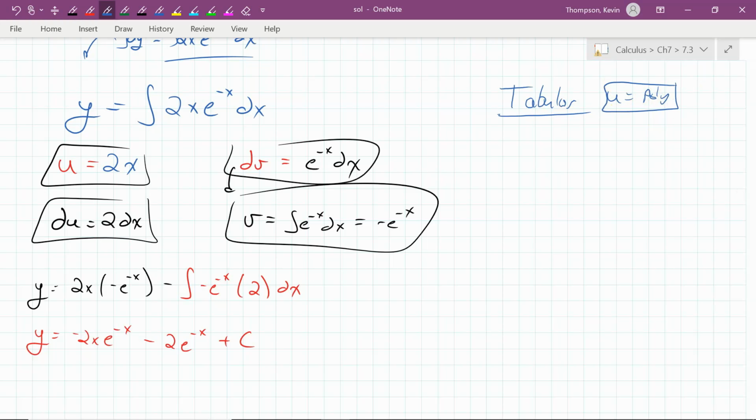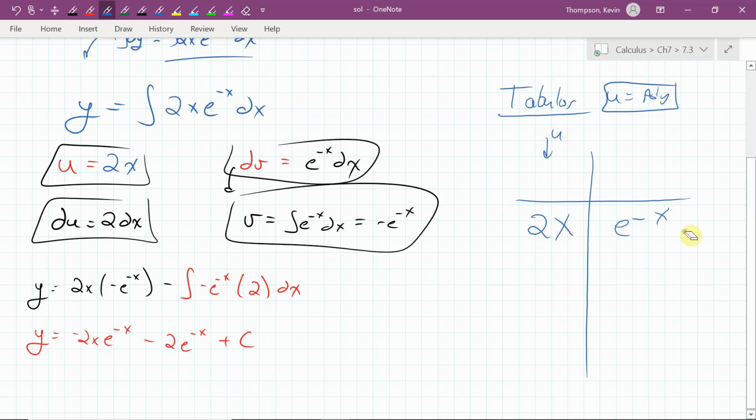So what we're going to do is make a table, hence the name tabular method. I'm going to think about u in this column, and I'm going to start with dv in the other. So I'm just going to write 2x, and then I'm going to write e to the negative x. I'm not going to bother writing the dx's or the du's. I'm just going to write this down knowing which one is which.